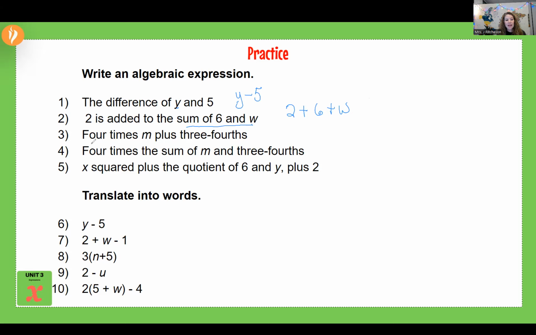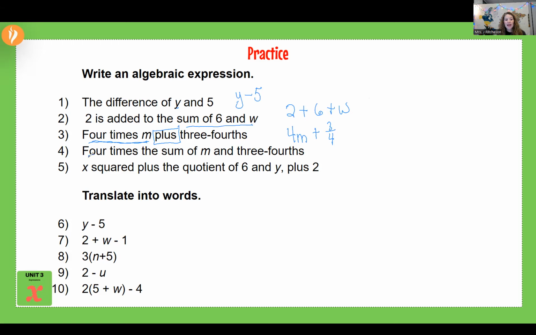All right, 4 times m, and then we see plus 3/4. So 4 times m is 4m plus 3/4. That's exactly what that looks like.